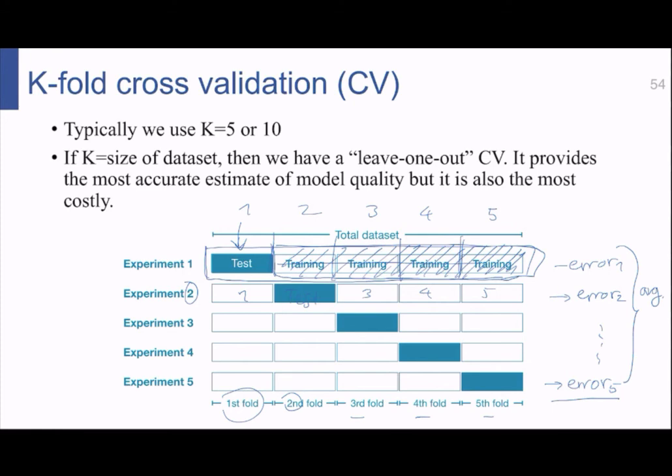So this gives us a little bit more accurate estimate about the error, since we don't just do one test, we do 5 tests in this case. Usually we use a K of 5, so 5 folds, or 10 folds. So we repeat the experiment many times using different train and test sets, and we average the errors that we get.